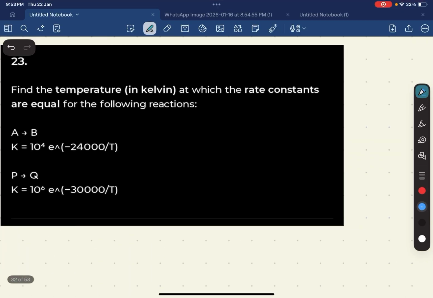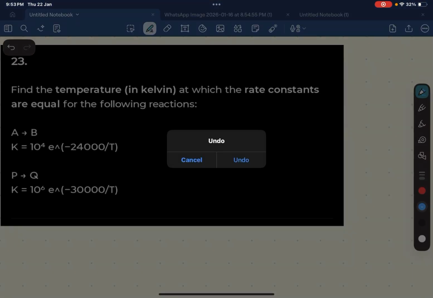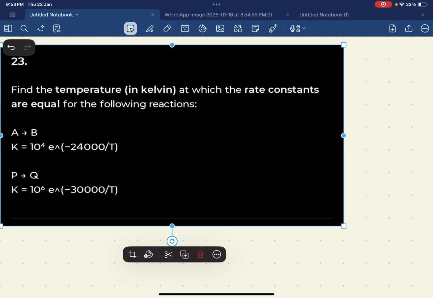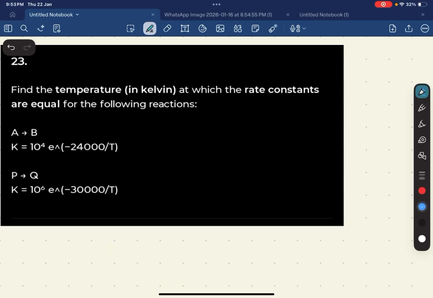Coming to the next: find the temperature in kelvins at which the rate constant equals to, so they are asking. Just read the question so that you get clarity.